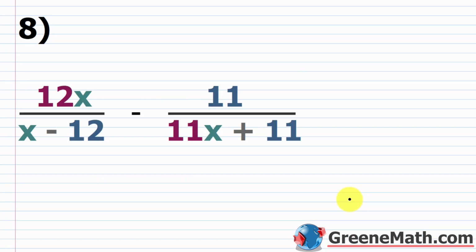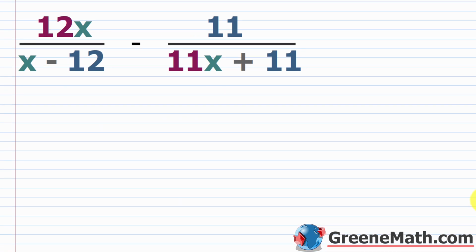All right, let's look at problem number 8. So we have this 12x over x minus 12. We're subtracting away 11 over 11x plus 11. So with this guy, you can simplify. You could say this is 11 over, factor out an 11 from the denominator. This would be x plus 1 inside. This would cancel and you'd have 1 over x plus 1.